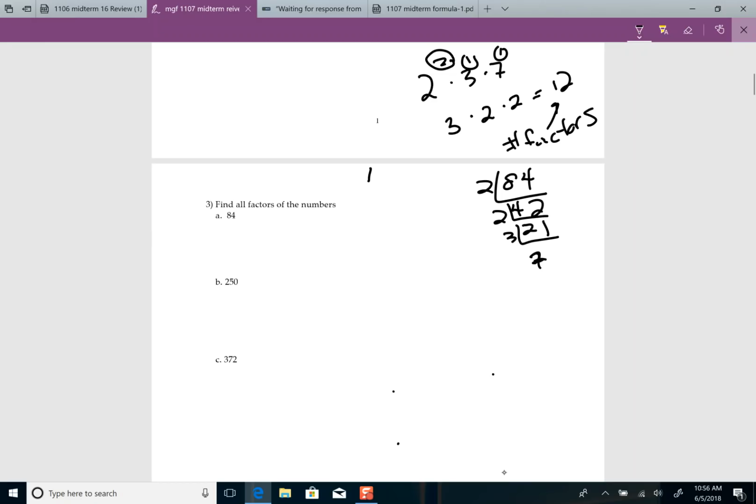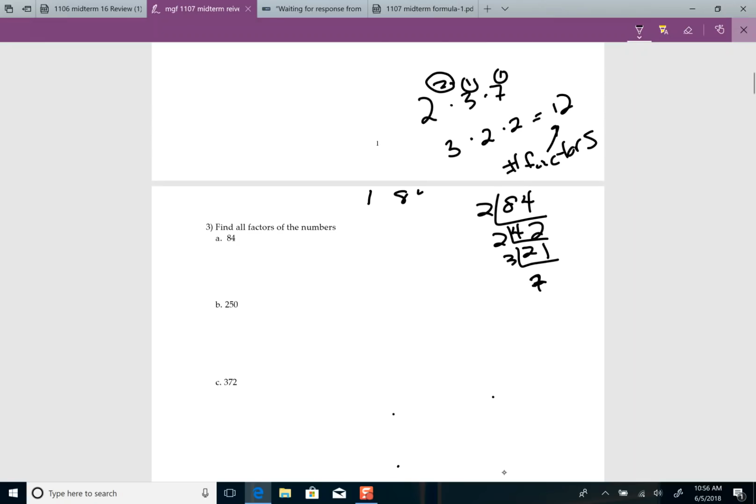So I know 1 and 84 are factors. So there's 2 of them already. Sorry, that's 84. 2, I know, is 42. 3, and how do I know 3 goes in? Because 8 plus 4 is 12. 3 gives me 28. 4 gives me 21. Not 5, but 2 and 3 tells me 6 goes in, so 84 divided by 6 gives me 14.